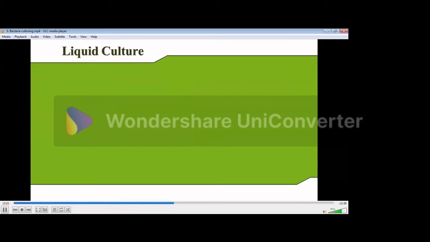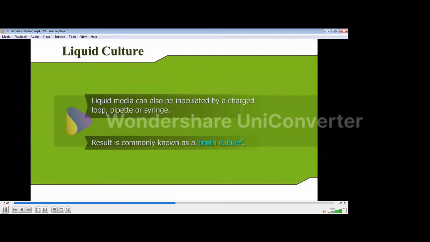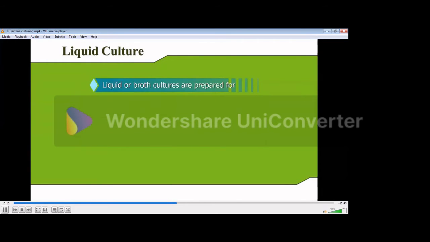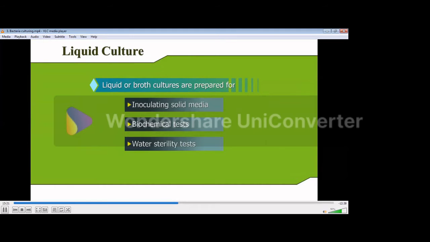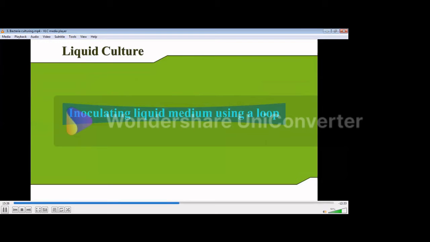Liquid culture. Liquid media can also be inoculated by a charged loop, pipette, or syringe. The result is commonly known as broth culture. Liquid or broth cultures are prepared for many purposes like inoculating solid media, biochemical tests, water sterility tests, blood cultures, etc. Inoculating liquid medium using a loop is described here.